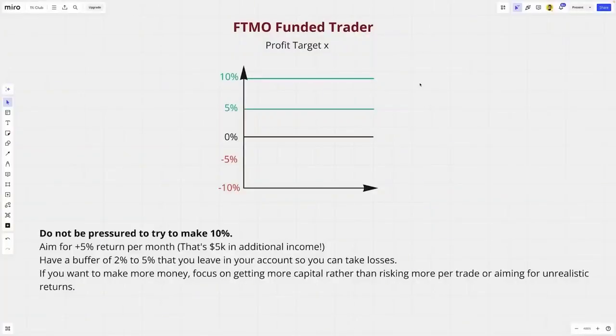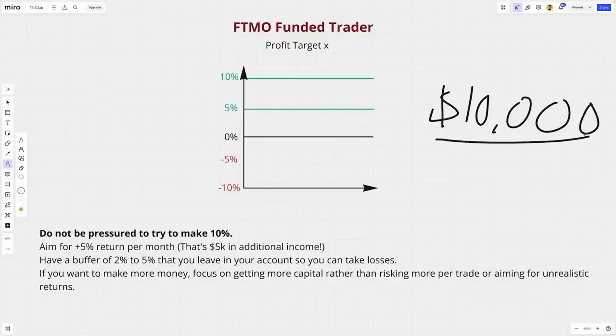Your job right now is to maintain your funding, right? Is to ensure that you don't break any rules that will actually cause you to lose the funding. And also, you are not aiming for unrealistic returns. A lot of new beginner traders, after they get funding, try to aim for the moon and try to get 10%. Because if they make 10% on a 100k account, that is $10,000 per month. And that's the magical number, right? We all want to make 10k per month. Now, do not be pressured to do this.